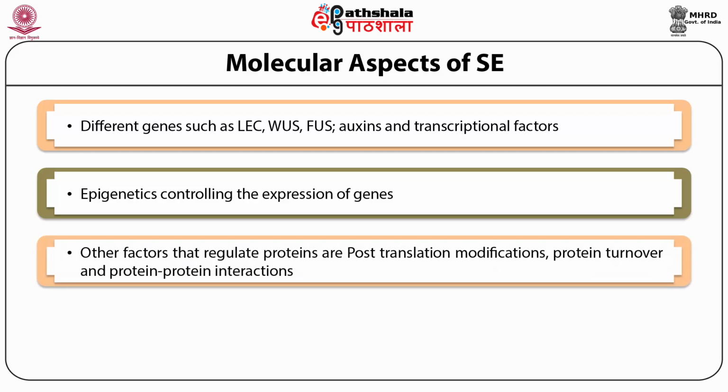Other factors that regulate proteins are post-translation modification, protein turnover, and protein-protein interactions. As the embryogenic cells move towards embryogenic development, changes in gene expression occur. Molecular markers indicating this transition have been recognized, and also the genes that enhance embryogenic response have been cloned. The position of the callus and appearance of calcium in the vacuoles are the first signs of recognition of embryogenic cells. Similarly, cell wall associated proteins also participate in the embryogenic process.